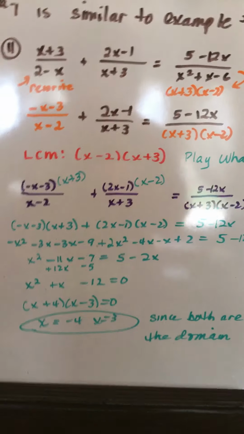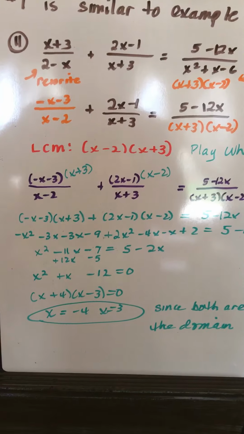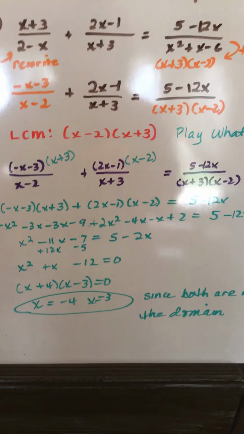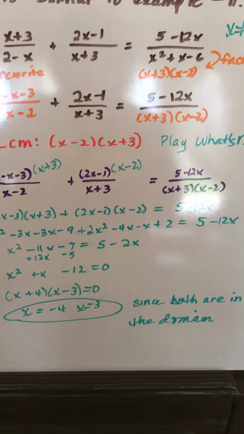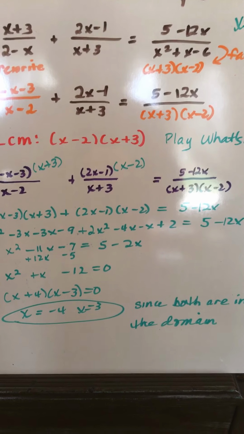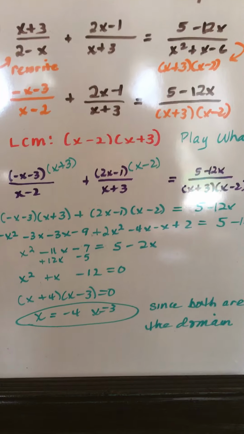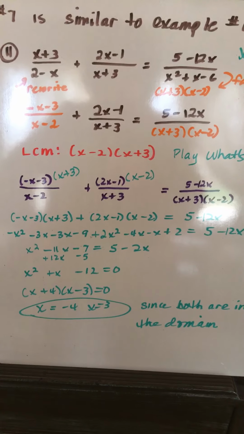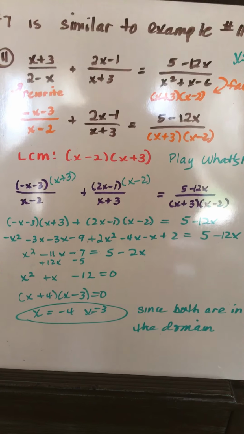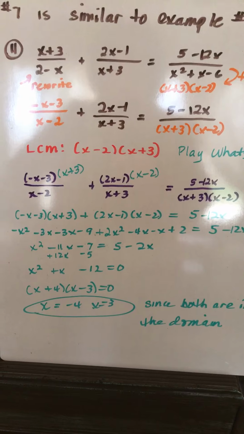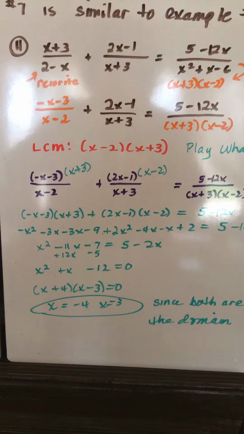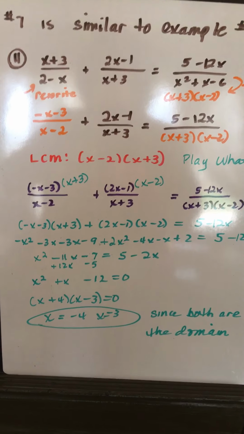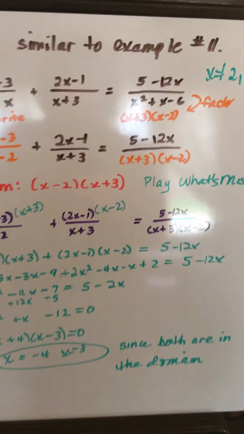It's missing nothing. So I distributed and got negative x squared minus 3x minus 3x minus 9 and 2x squared minus 4x minus x plus 2. Normally I would bring the rest of the stuff over, but that is a lot of junk. So combining, I got x squared minus 11x minus 7. Then I negated the 5 and the negative 2x and ended up with x squared plus x minus 12. I factored x plus 4, x minus 3. My solutions were negative 4 and 3.